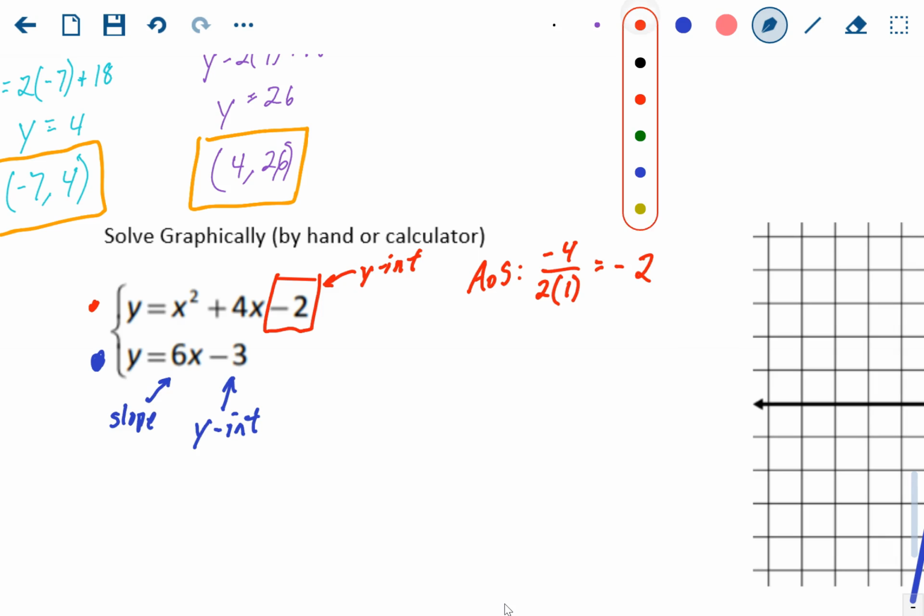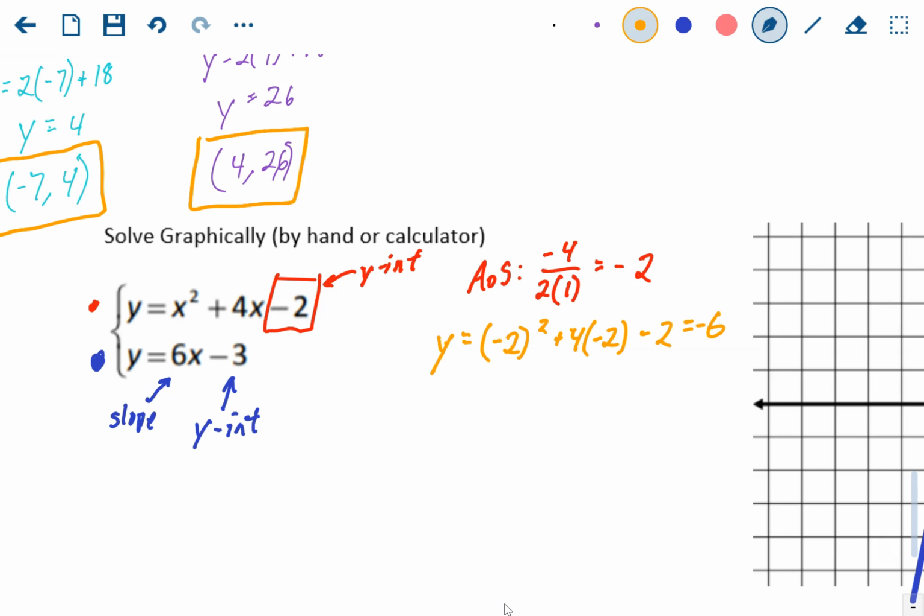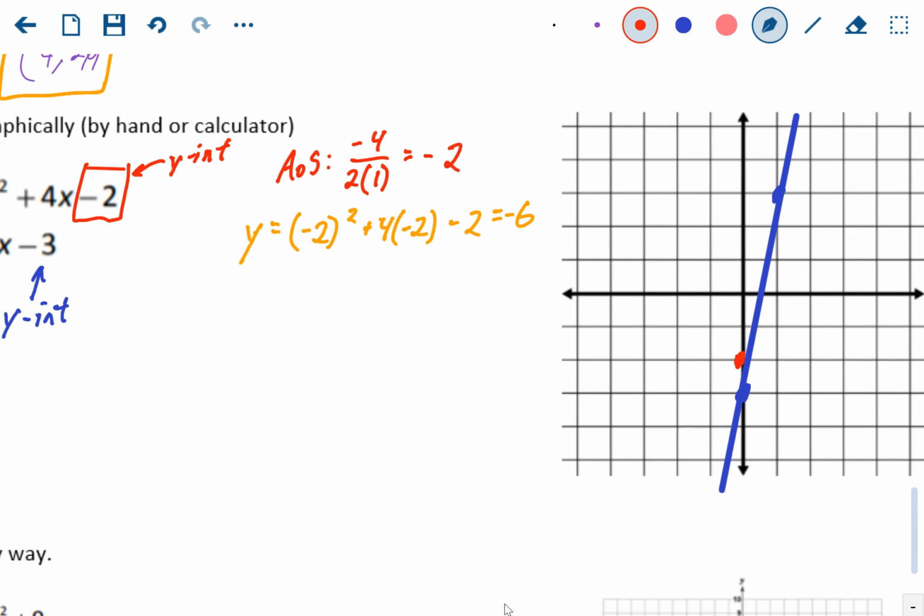Remember, that's also the x value of the vertex. So if we want the y value of the vertex, we're going to have to plug in -2 for x. -2 squared plus 4 times -2 minus 2 is -6. So we know the vertex is the point -2, -6.